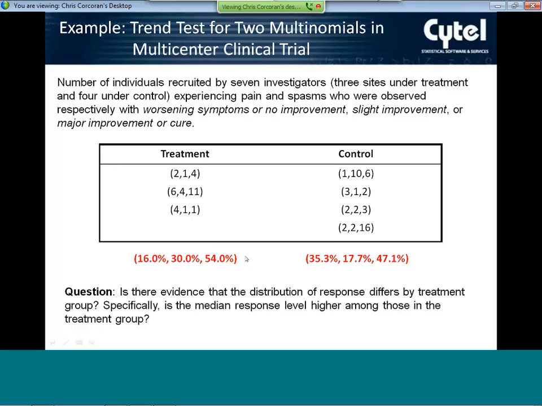categories of outcome. And so the question is: is there evidence that the distribution of these response categories differs by treatment group? But more specifically, because these outcomes are ordered, in other words, worsening symptoms to slight improvement to major improvement or cure, we might also want some sort of measure of whether or not that shift is ordinal.